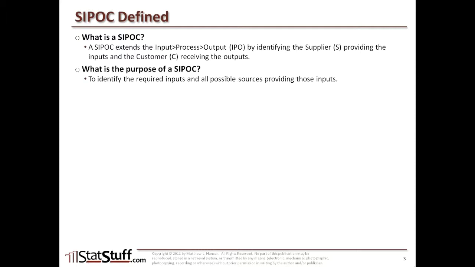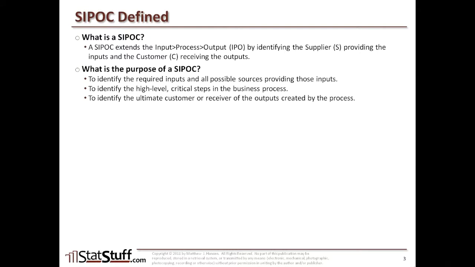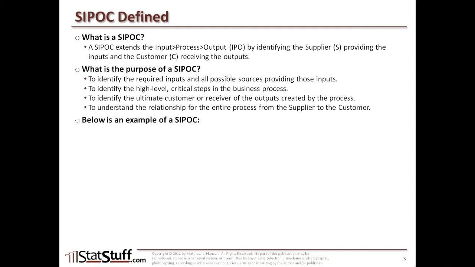So what's the purpose of a SIPOC? It is to identify the required inputs and all possible sources that are providing those inputs. It's also a way to identify the high-level critical steps within the business process, and also a way to identify who the ultimate customer is, or those receiving our outputs that were created by the process. And also it's a way for us to understand the relationship for that entire flow from the supplier all the way to the customer.